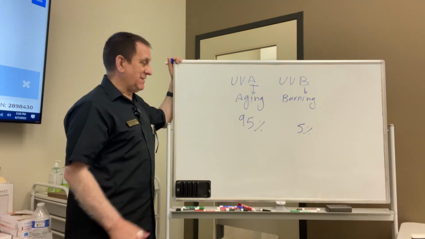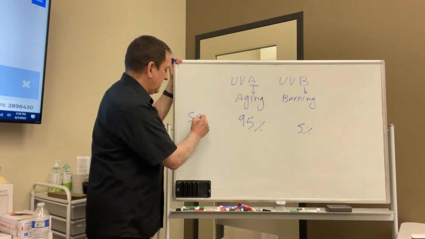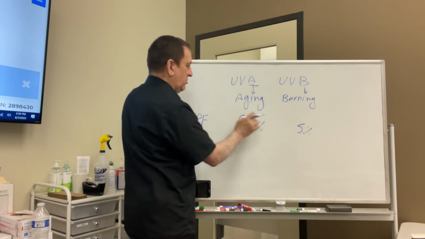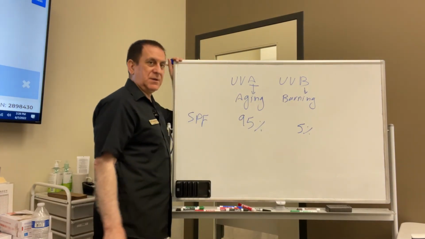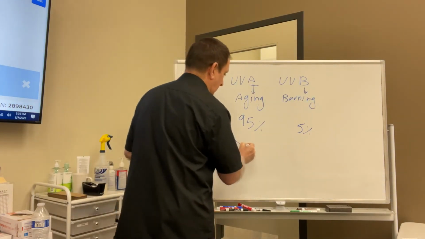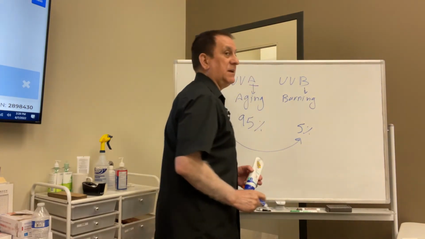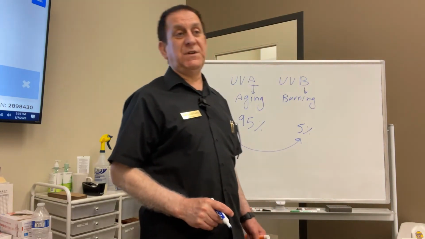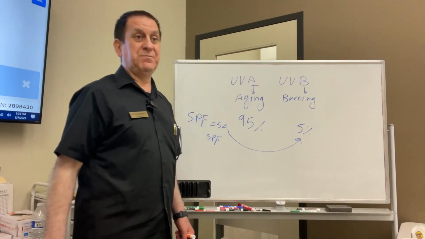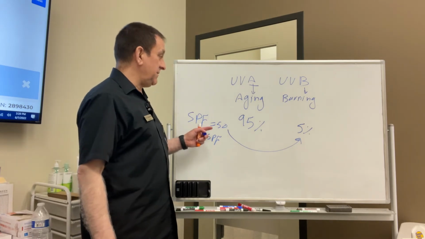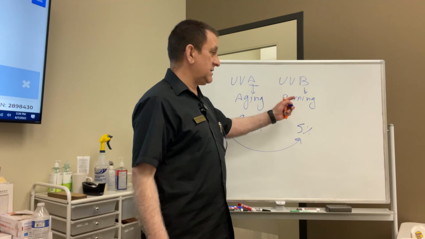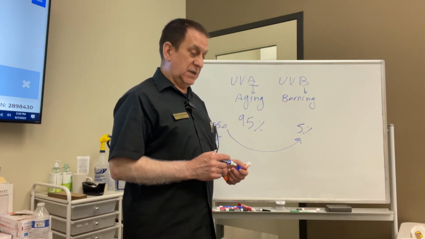Now the question is, when we say SPF, SPF measures which one? UVA, UVB, or both? Or nothing? UVB. SPF is protection for UVB. SPF measures protection against UVB, not UVA. So when it says SPF 50, it means it has 97 or 98% protection against UVB. What about UVA?